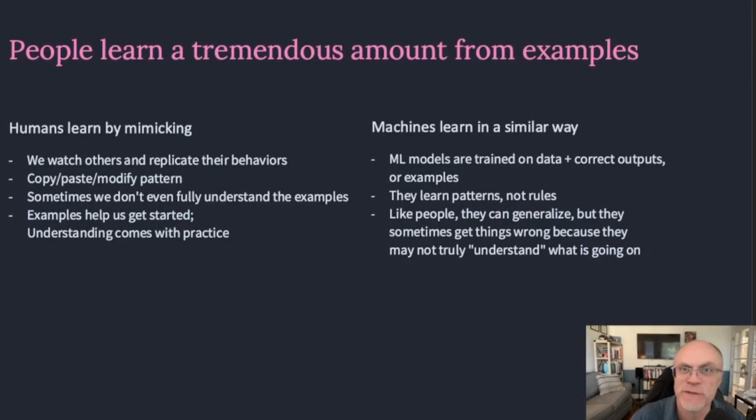From a young age, we learn things by mimicking others. We see other people do things. We hear them talking, how they talk, what they talk about. Oftentimes we replicate that behavior.